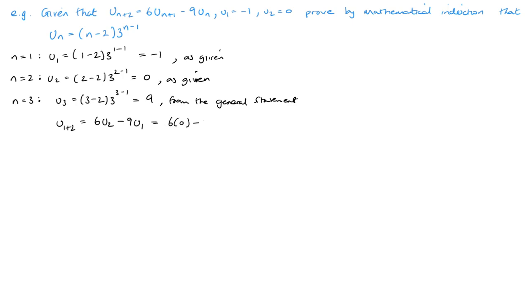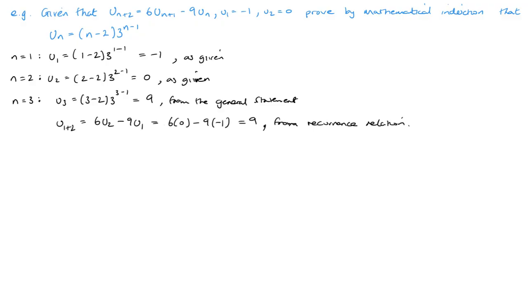So 6 times 0 minus 9 times minus 1. So 6 times 0 is 0, minus 9 times minus 1 is 9. And this is from the recurrence relation. Okay, and we can see that they are both the same.